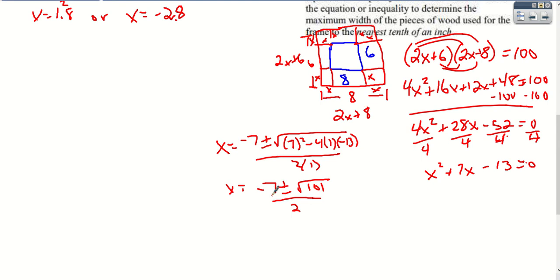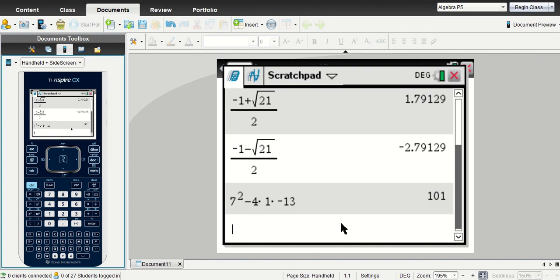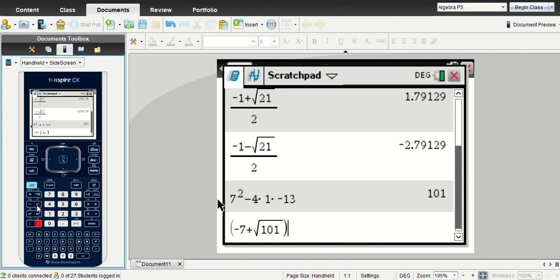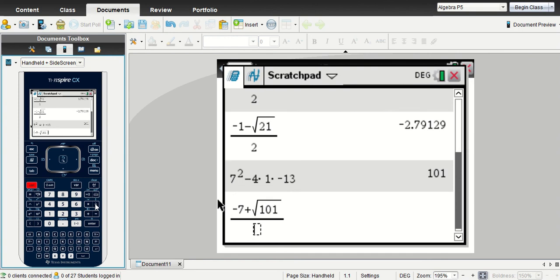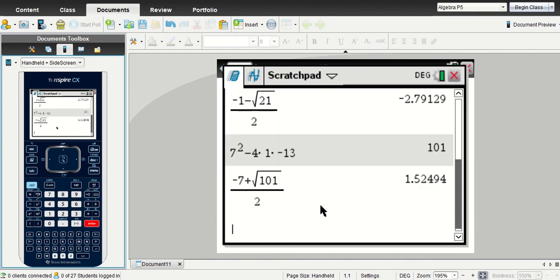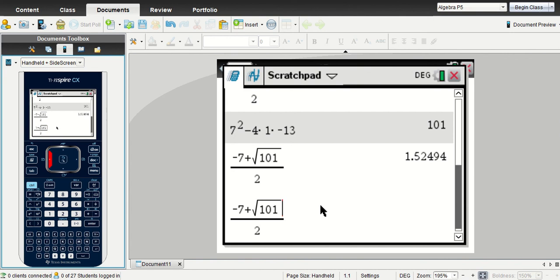So you want to think about splitting this up now. So if I did x is equal to negative 7 plus the square root of 101 over 2, or x can equal negative 7 minus the square root of 101 over 2. All right, so if we take a look at that, we don't need the x. So it's negative 7, negate, negative 7 plus the square root of 101, parentheses, fraction bar, control divide, 2. We get 1.52 whatever, and change. We'll grab this and change it to a minus.